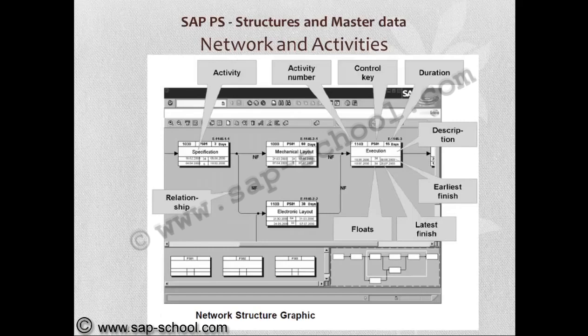So here you can see the relationships in the structure graphic. The activities are specification, mechanical layout, execution, and electrical layout. For example, if we consider the relationships maintained, like specification to electrical layout, you can see clearly the relationship of finish to start. So from the structure graphic, it is quite evident to find out the relationship between the activities.